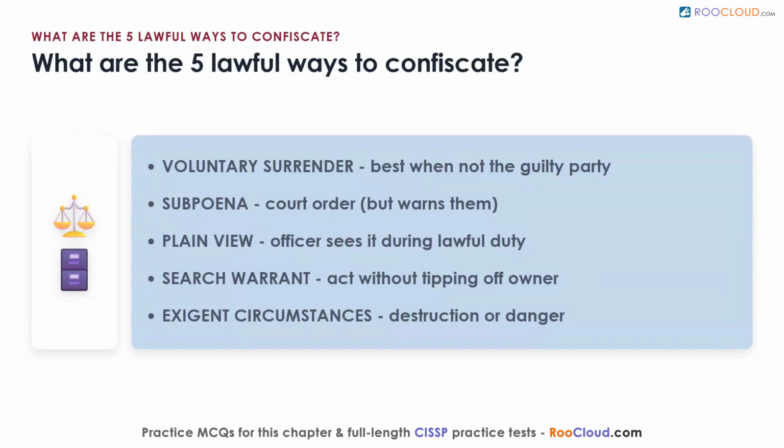What are the lawful ways to confiscate evidence? There are 5 you should know, and choosing wrong can ruin your case. First is voluntary surrender, which works best when the person is not the guilty party, since few suspects hand over what will incriminate them. Second is a subpoena, a court order compelling someone to produce evidence, though it also warns them in advance. Third is the plain view doctrine, where an officer may seize evidence sitting in plain sight during a lawful duty. Fourth is a search warrant, reserved for when you must act without tipping off the owner.